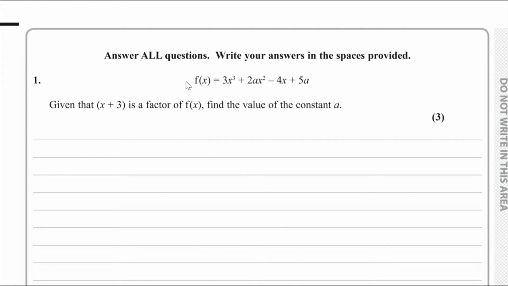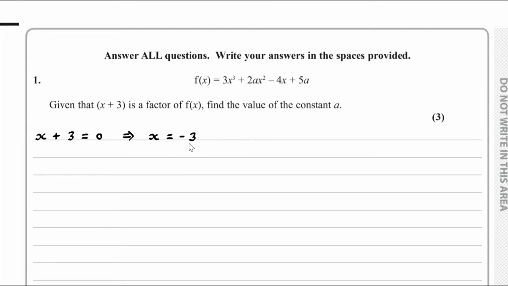Question number 1. We have f of x equaling 3x cubed plus 2ax squared minus 4x plus 5a, and given that x plus 3 is a factor of f of x, we have to find the value of the constant a. Now, if x plus 3 is a factor of f of x, we begin with x plus 3 equaling 0, which implies x is equal to minus 3.